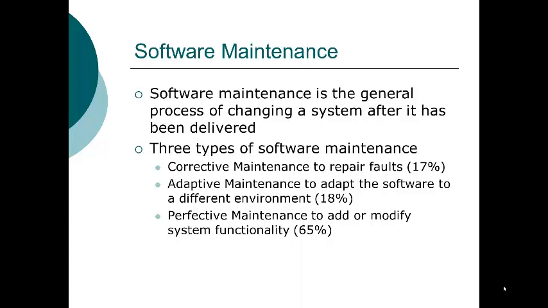Adaptive maintenance is to adapt the software to a different environment, for example, a new operating system or new version of the programming language, that's about 18%. And then perfective maintenance is adding or modifying system functionality to make the system better for users, and that makes up about 65%.